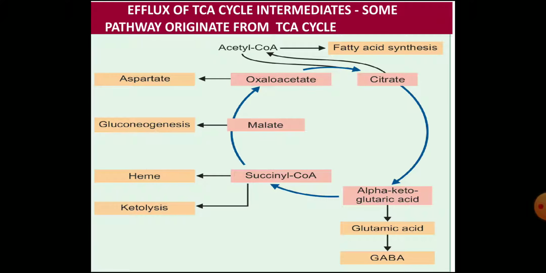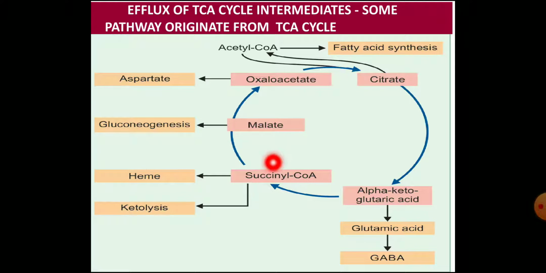Now, the efflux of TCA cycle intermediates, or some pathways that can originate from the TCA cycle. So, what are they? That is the thing you have to know. What are the pathways originating from the intermediates of the TCA cycle? Here you can see oxaloacetate can be converted to aspartate, and aspartate can be used for various purposes. It is a non-essential amino acid, so it can be synthesized. And then malate is converted to oxaloacetate, and oxaloacetate is used for gluconeogenesis. So these intermediates can be used as gluconeogenesis substrates.